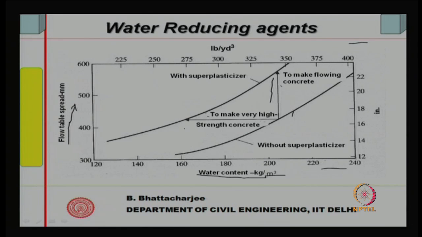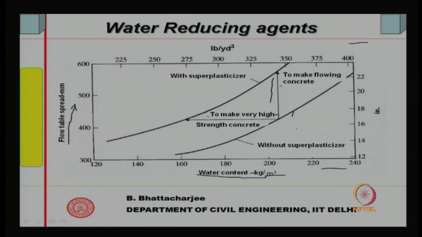And if you want to maintain the same strength, you can reduce down the cement also. So, you can have a cement saving, but if you want to get higher strength, keep the cement same. So, recall from the previous diagram, it is something similar.